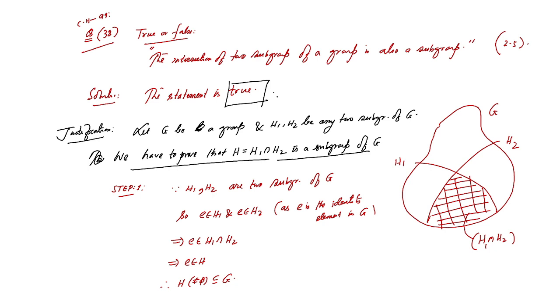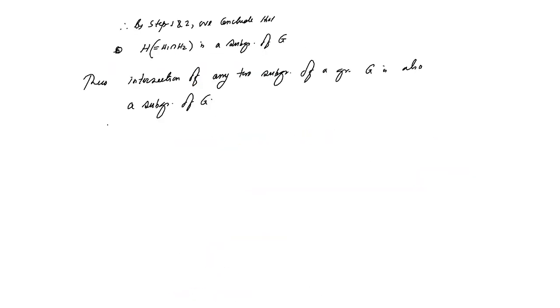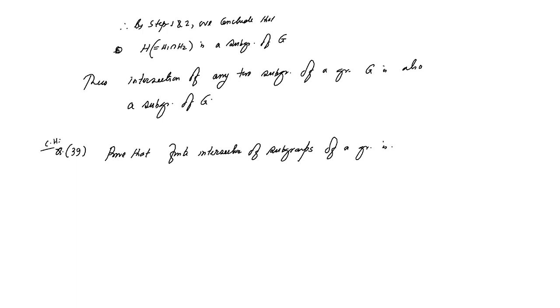If we ask whether the intersection of a finite number of subgroups is a subgroup or not, then in question 39, we prove that finite intersections of subgroups of a group G are also a subgroup of G. That we have to prove.